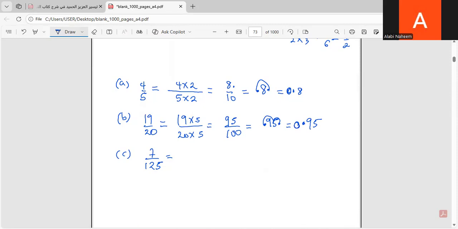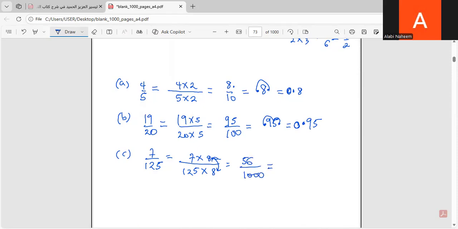You can include the 0. 0.95. Right? Next, 7 over 125. You can convert 125 to a positive power of 10, which is 1,000, because 125 times 8 is 1,000. So we say 125 times 8, and also 7 times 8. Remember, multiply the numerator by that same number. 7 times 8 is 56. 125 times 8 is 1,000.